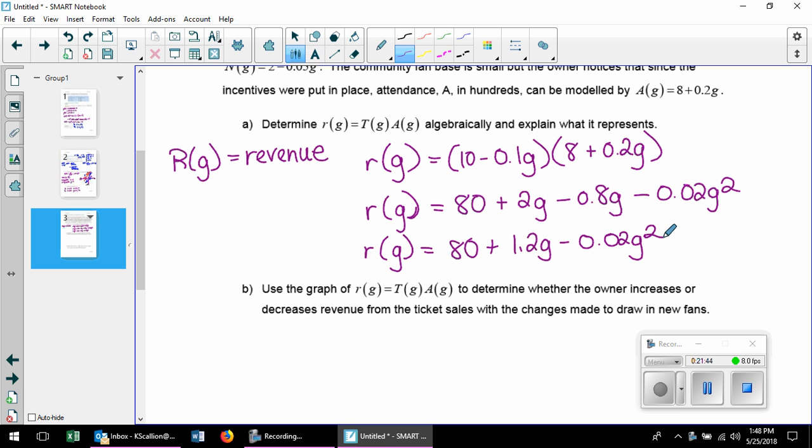All right, use the graph of the revenue formula that we have to determine whether the owner increases or decreases the revenue from ticket sales. All right, so do we want to describe it using technology? Yeah, seems reasonable, right?